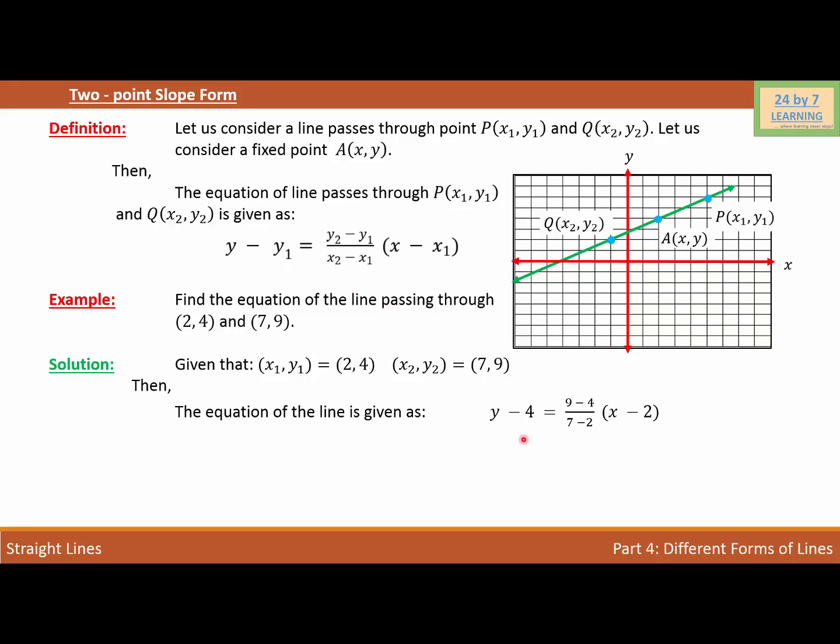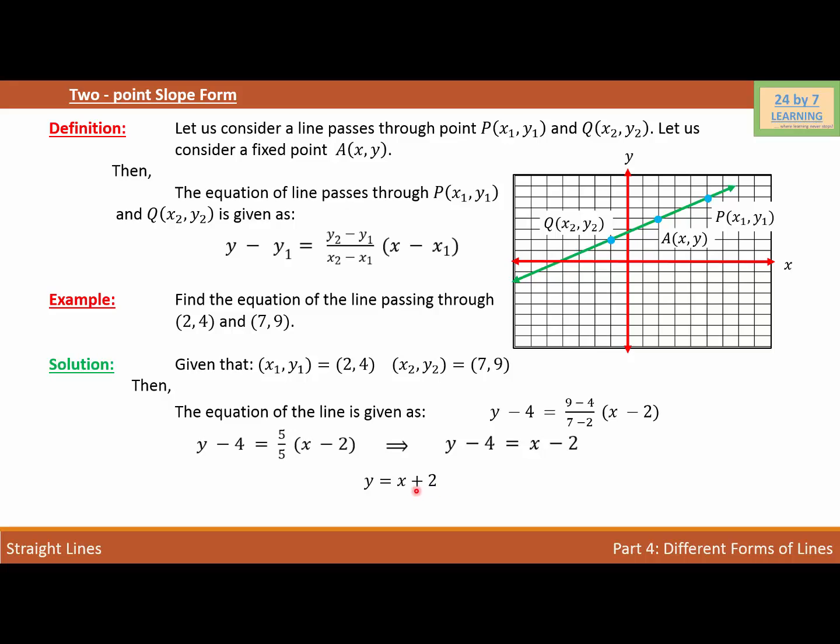If I further simplify, I will get 9 minus 4 is basically 5 and 7 minus 2 is also 5. So I will write y minus 4 is equal to 5 over 5 times x minus 2. So 5 over 5 is 1. So if I simplify further, I will write y minus 4 is equal to x minus 2. What I need to do now, I need to take this 4 to the other side, and if I do that, I will write y is equal to x plus 2.